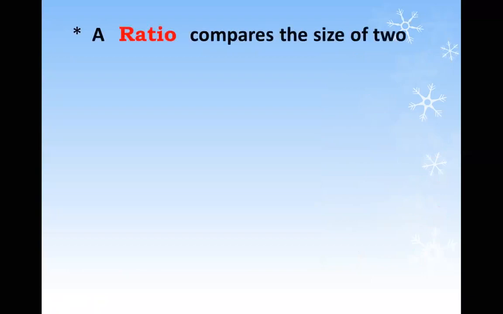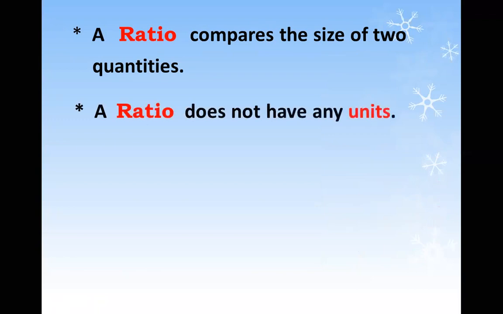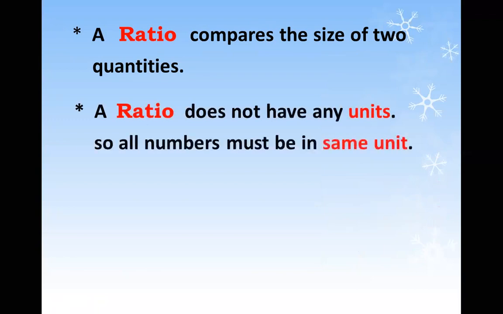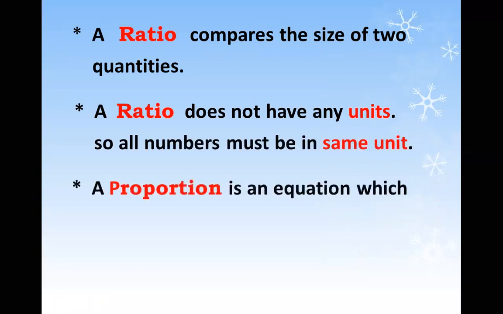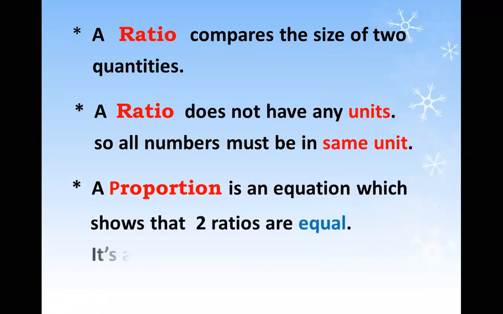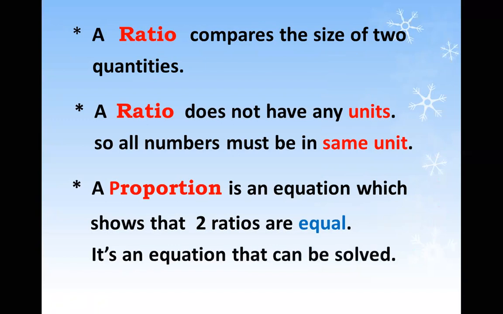Let's see what a ratio is. The ratio is a comparison of the sizes of two quantities. A ratio does not have any units, and so all numbers must be in the same units. A proportion is an equation which shows that two ratios are equal. So when you come to an equation, we can solve it.